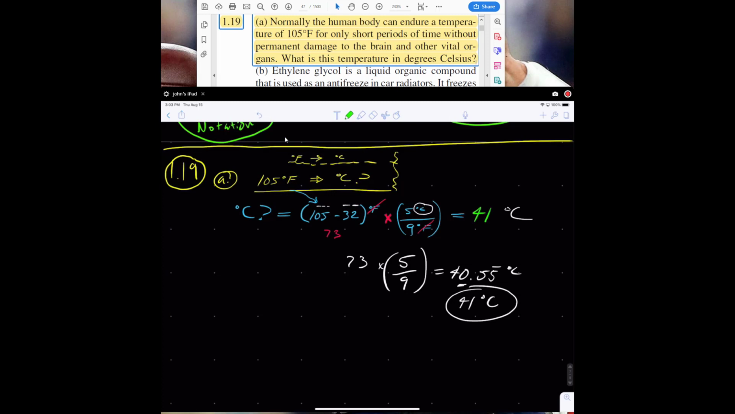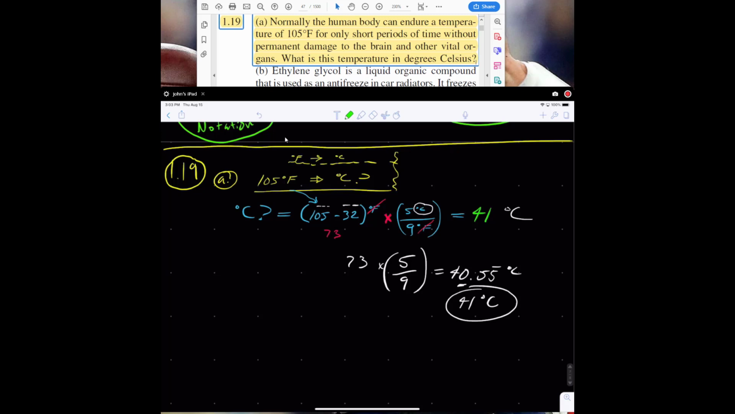41 degrees Celsius. And some calculators actually have a conversion built into them, and the Casio that I'm using actually does. So I'm going to just type this in and convert it myself. So we're going from Fahrenheit to Celsius. So that means, let's see, shift 8, conversion 37.